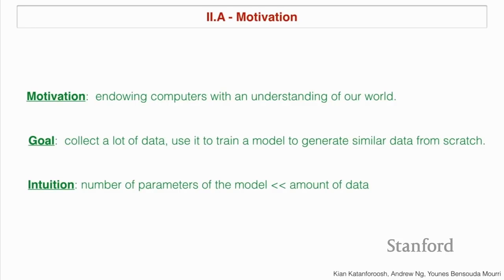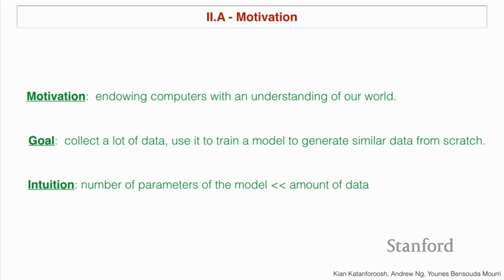So the motivation behind generative adversarial networks is to endow computers with an understanding of our world. Okay? By that, we mean that we want to collect a lot of data and use it to train a model that can generate images that look like they're real, even if they're not. So a dog that has never existed can be generated by this network.